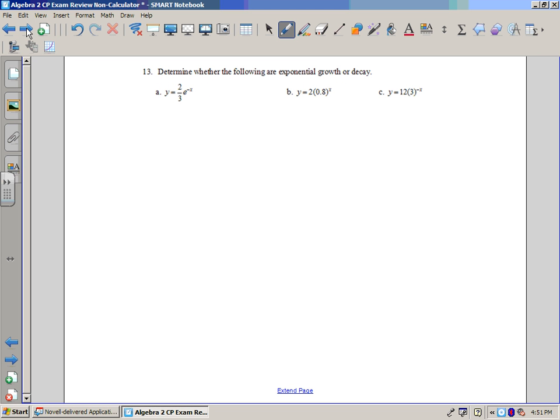Determine whether I've got exponential growth or decay. First things first, the number I'm raising to the power is greater than 1. 2.718-ish is what e is. So that keeps me growth, but I have a negative in front of the x that changes this one to decay. For 13b, the number I'm raising to a power is less than 1, changes to decay. There's no negative in front of the x to change it back.